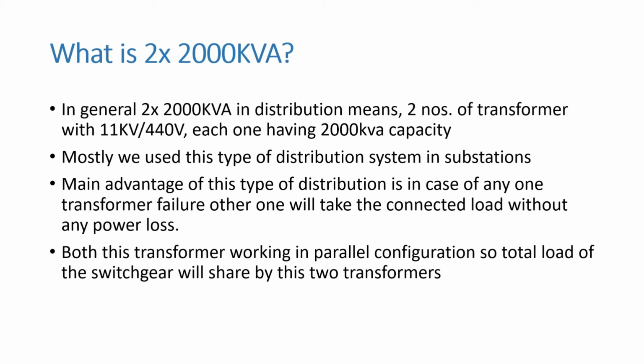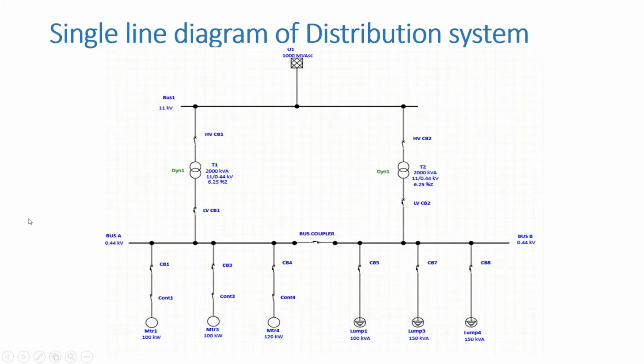In general, 2 into 2000 kVA distribution means two transformers, each having a rating of 11 kV by 440 volt and a capacity of 2000 kVA. Generally, it is written in the terms of 2 into 2000 kVA. Mostly we use this type of distribution system in electrical substations, from high voltage 11 kV to the 440 volt distribution side. The advantage of this type of distribution system is that it has two transformers connected in parallel to the switch gear.